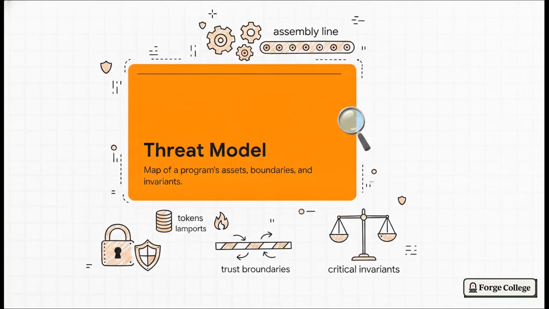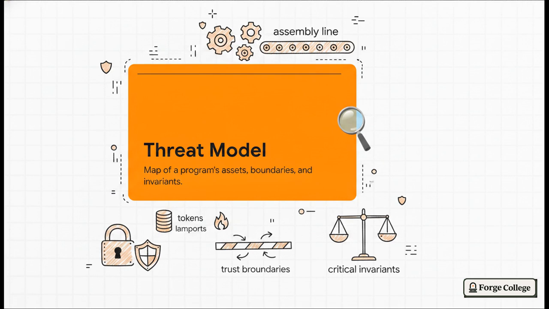A lot of people hear security audit, and they immediately picture this mystical group of hackers staring at green code on black screens for weeks. But we need to demystify this. Effective security is just a series of repeatable, well-documented steps on an assembly line. And the first step on that assembly line is the threat model.